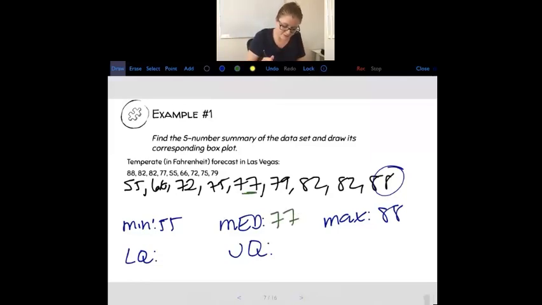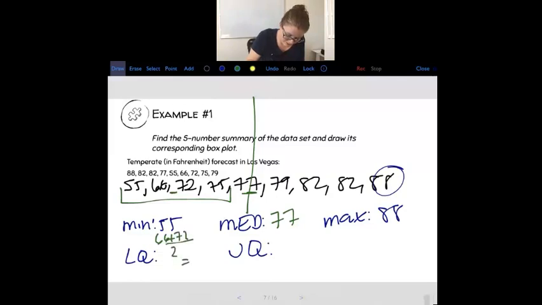Okay, and so from here, this splits the data set into 2 halves. I split the set, and now I have the lower half. To find the lower quartile, you take the median of the lower half. The lower half in this case falls in between 66 and 72. So you add them up and divide by 2, and we should get 69. And then your upper quartile is the median of your upper half. In this case, it's 82 and 82 in the middle, so halfway between 82 and 82 would stay as 82.